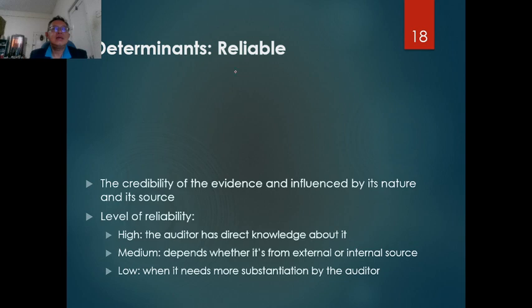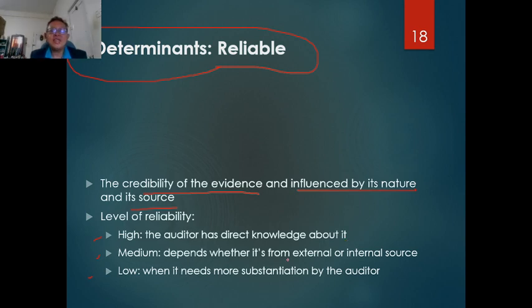What is reliable? One of the determinants of persuasive audit evidence is that the evidence must be reliable. It's basically the credibility of the evidence, influenced by the nature of its source. The level of reliability can be set into high, medium, and low. What is high? The auditor has direct knowledge about it, for example, recalculation and reperforming.